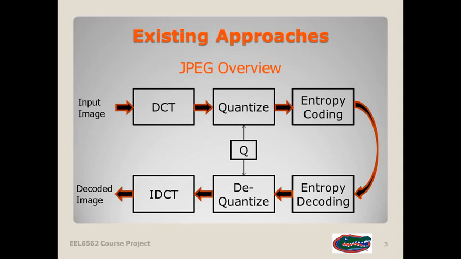The existing approach is the standard JPEG codec. An overview: the input image is divided into 8x8 blocks, the DCT is performed on each block, the resulting coefficients are quantized by matrix Q, and then entropy coded. In the decoding process, the entropy decoding occurs, then the dequantization by Q occurs, and then an inverse DCT yields the decoded image.